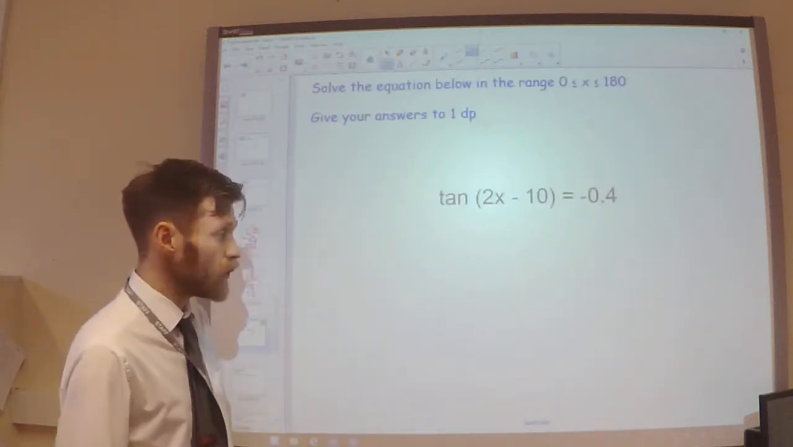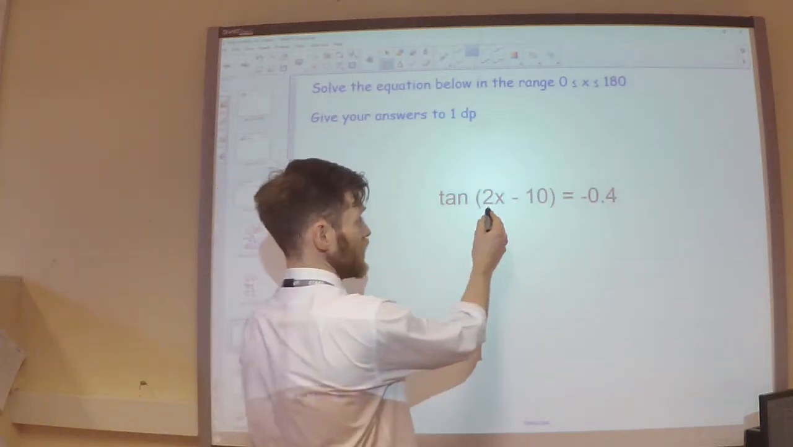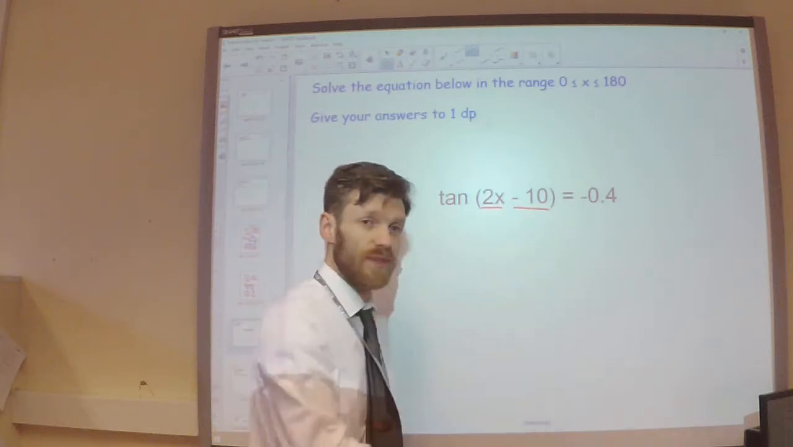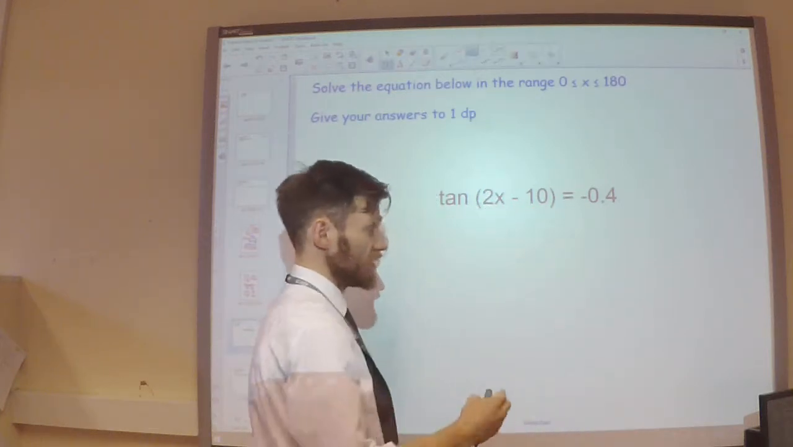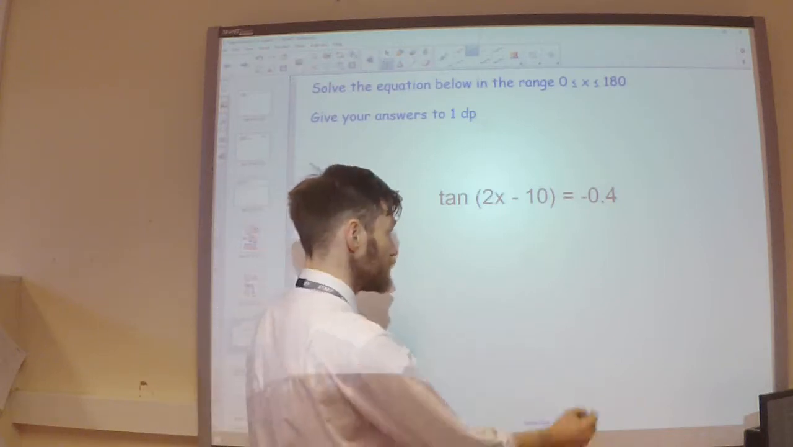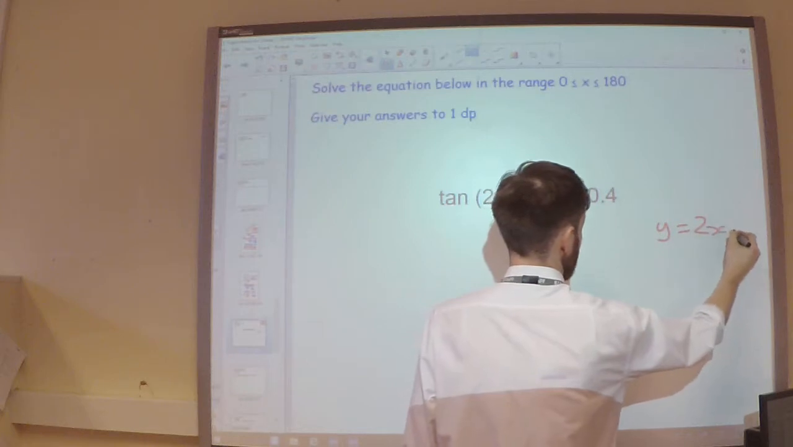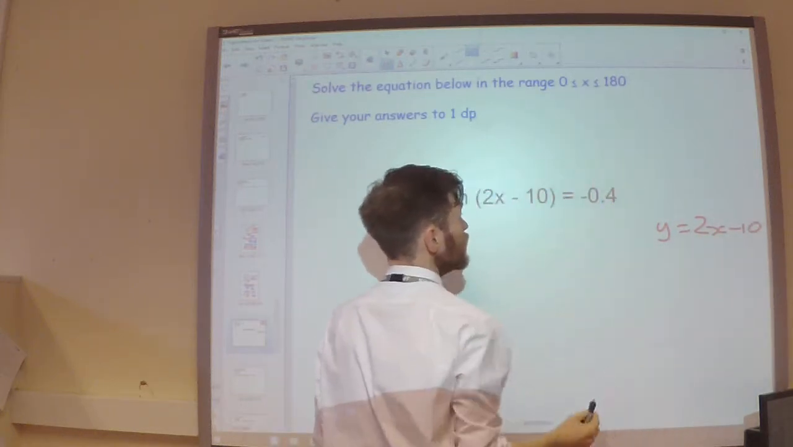Okay. Third and final example, this one, a little bit more complicated than the previous ones. As you can see, we've got a 2x and a minus 10. So we've got two things that are happening inside my tan function here. I'm going to use exactly the same method as before. I'm going to make a substitution. Y is equal to 2x minus 10. I'm going to change the range.